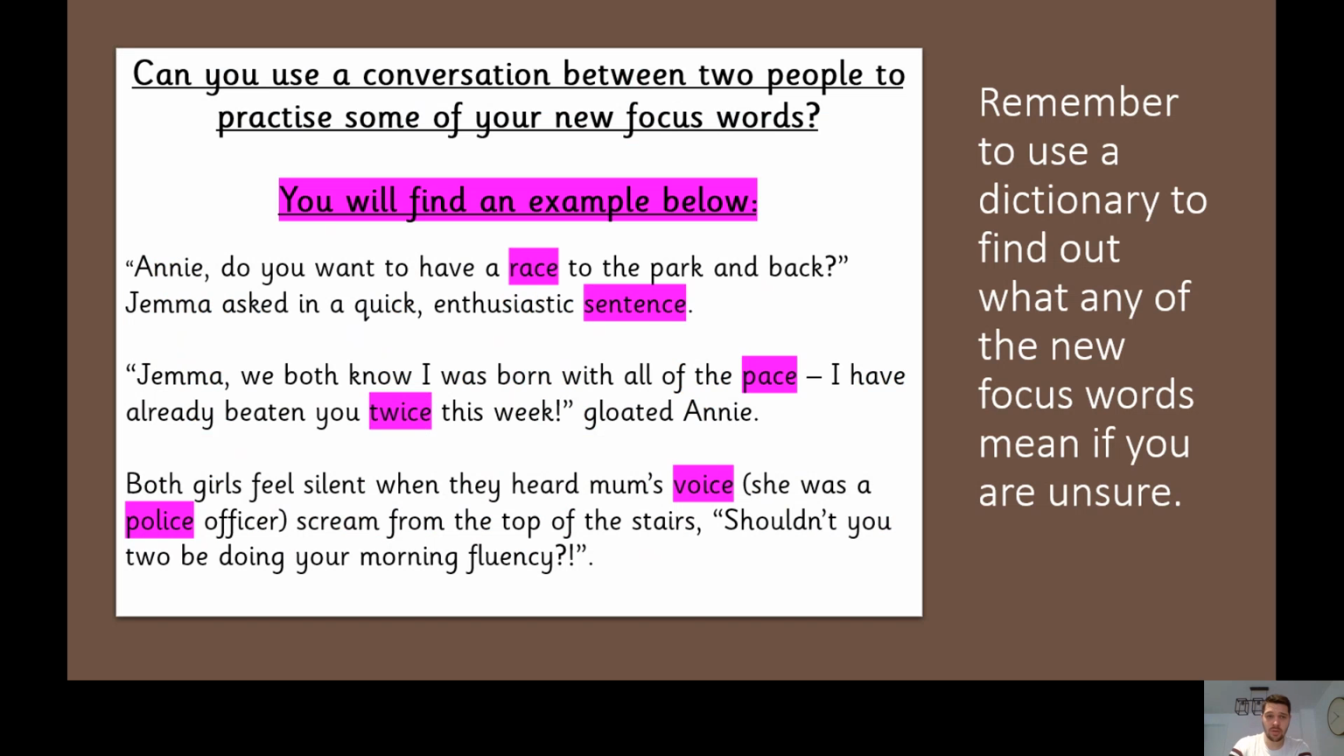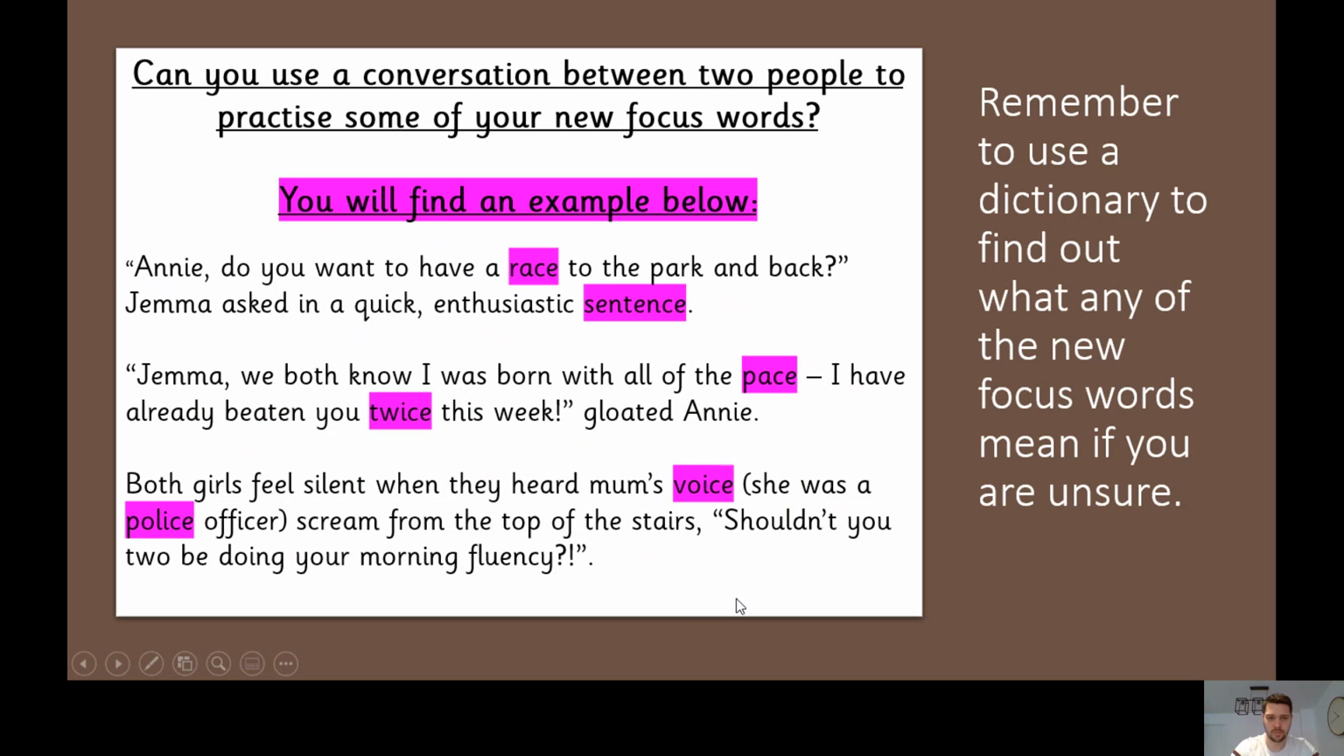So, can you use a conversation, so direct speech, between two people to practice some of your new focus words? Remember, new speaker, new line. Direct speech, you need to begin with a capital letter. Your spoken words go within the inverted commas. As a challenge X, maybe you can try this as reported speech or indirect speech instead of direct speech. I've also highlighted the words that I've used.